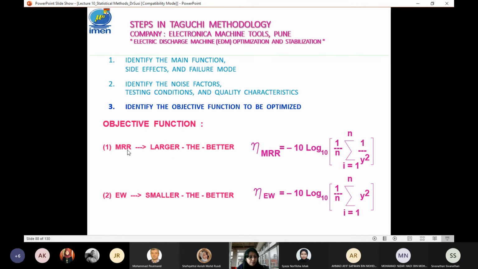For material removal rate, of course you want it to drill more. You want more material to be removed. So we use larger the better. And for electrode wear, you do not want the drill to wear out so fast. So you say electrode wear percentage, smaller the better. So 2 different objective functions. It's given by this SNR ratio. Basically you can see that the difference is the output is divided by the output, and over here it's taking the total summation of the output parameters. So that is the difference between larger the better and smaller the better.